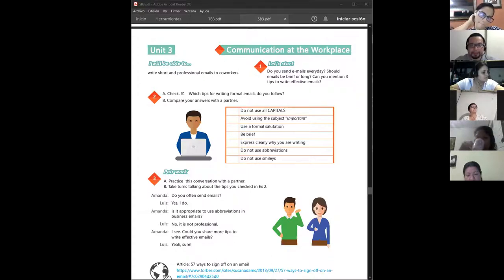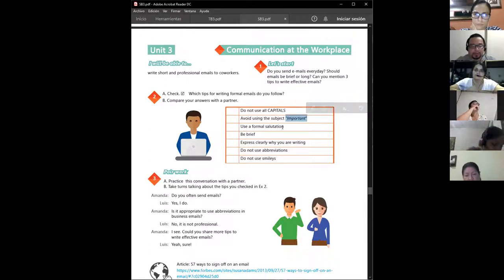So we have this part. Okay, in this case, we're going to work in pairs. So which tips for writing formal emails do you follow? Now we have: do not use capitals. Avoid using the subject important. Use formal salutation. Be brief. Express clearly what you are writing. Do not use abbreviations and do not use smiles. So let's just check the formal writing you use in your emails.